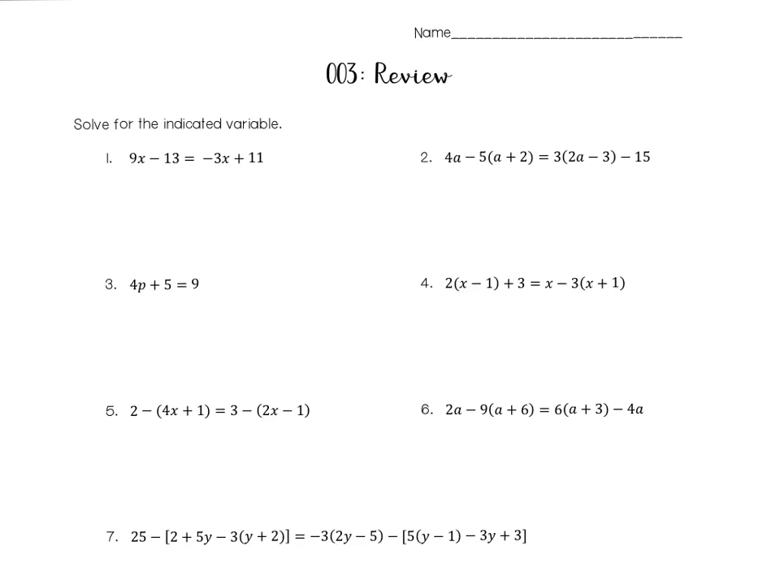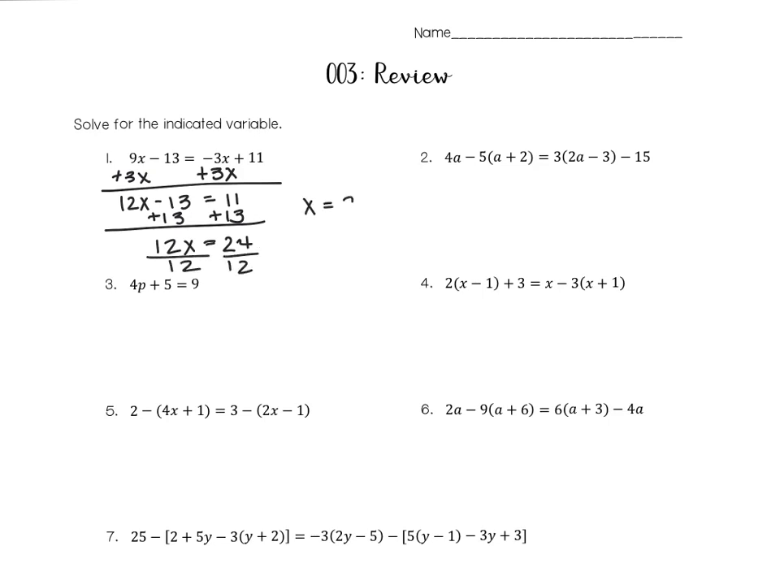This is the key for the review. For this first problem, you would add 3x to both sides. Add 13 to both sides. 12x equals 24. When you divide by 12, x equals 2.